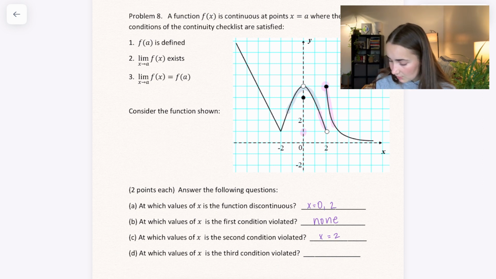Part D, at which values of x is the third condition violated? So that's going to be when my limit does not equal the actual value. So a great example of that is going to be at x equals 0 because my limit is approaching a value of 5, but my function is actually defined at a value of 4. So for sure at x equals 0. Now let's go ahead and take a look at x equals 2. My limit is going to not exist, and not existing is definitely different than a value of 5. And so again, I'm going to violate that condition at x equals 2.